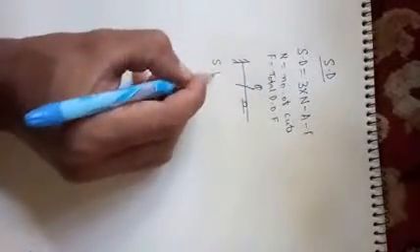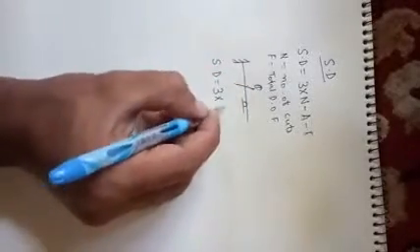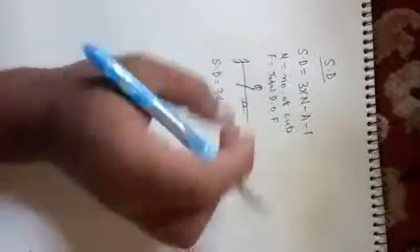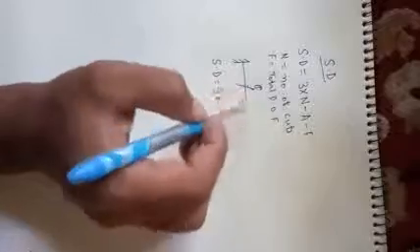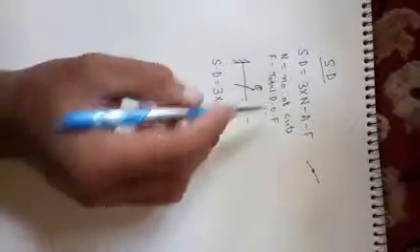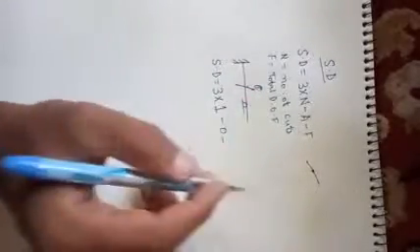So static determinacy equals 3 times the number of cuts. The number of cuts is 1 here, minus the additional equations. Here there is no additional equation, because additional equations occur due to hinges. There is no internal hinge like this. This is an internal hinge. So minus a, the additional equations, is 0, minus degrees of freedom.